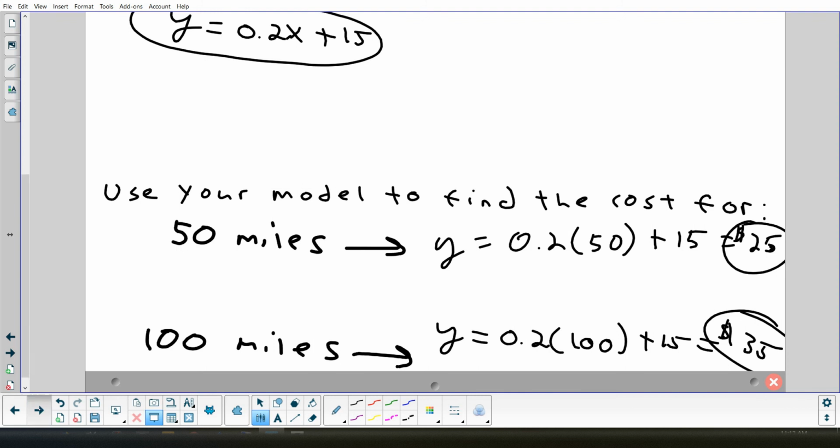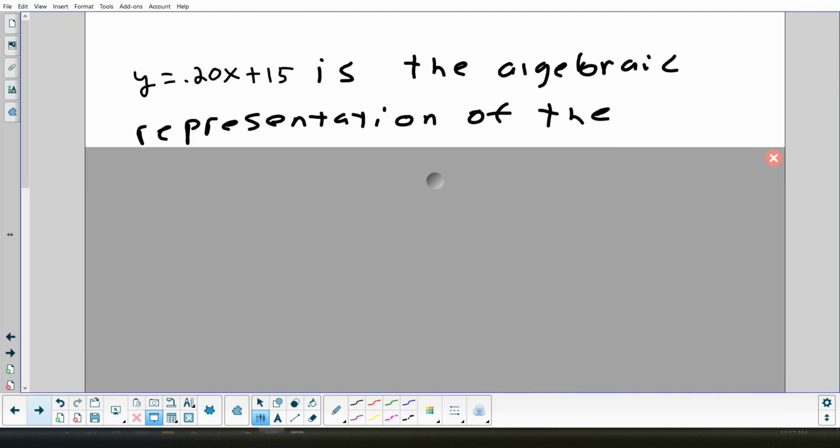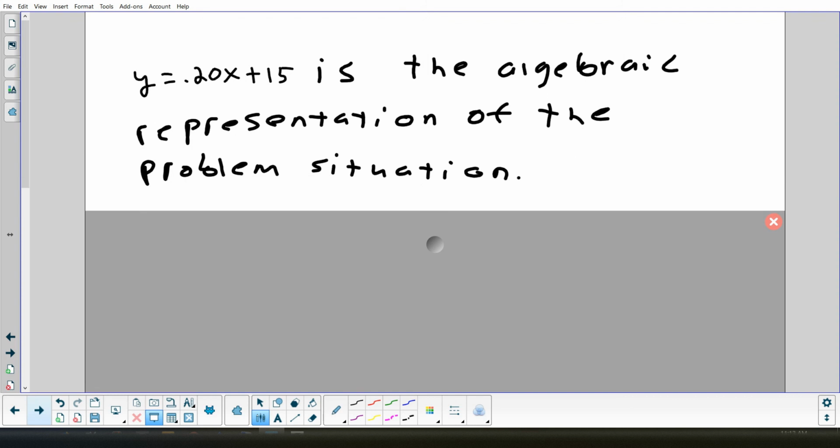Okay, any questions on that? No. Okay. So, that equation right there, y equals 0.20x plus 15, is the algebraic representation of our problem. If somebody were to walk in right now and look at the board, they would have no idea that this is about renting a car and that you pay 20 cents per mile to rent the car. They would just see an equation with a slope of 0.2 and a y-intercept of 15. We've taken out all the word problem from the information and just made it an equation. So in the homework, if you see something that says find an algebraic representation of the problem, just make an equation.